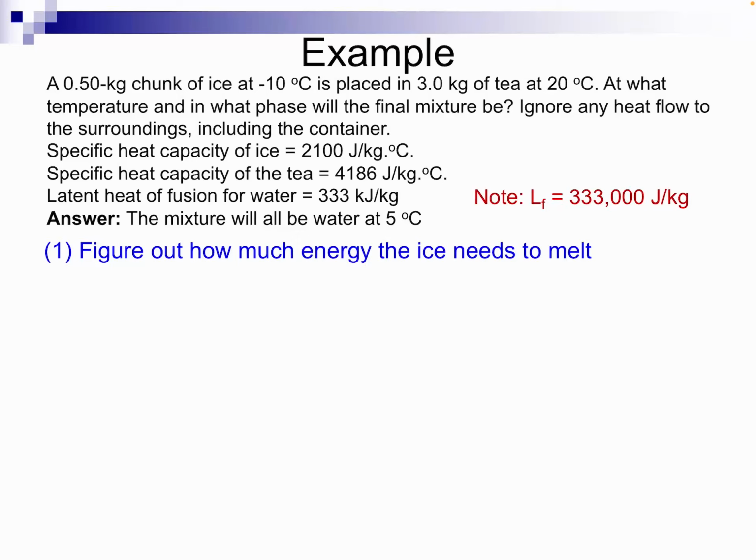So the first one, we have to figure out how much energy the ice needs in order for it to melt, right? So the ice starts from -10 degrees Celsius. We've seen from the graph that before the ice melts, it needs to reach the melting point, right? So from -10 degrees Celsius, the temperature needs to increase to 0 degrees Celsius before it can melt. Once it's at 0 degrees Celsius, the ice starts to melt.